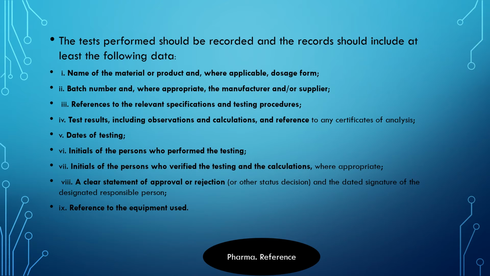The tests performed should be recorded, and the records should include at least the following data: name of the material or product and, where applicable, dosage form; batch number and, where appropriate, the manufacturer and/or supplier; reference to the relevant specification and testing procedures; test results including observations and calculations, and reference to any certificates of analysis; dates of testing; initials of the person who performed the testing; initials of the person who verified the testing and the calculations; where appropriate, a clear statement of approval or rejection; and reference to the equipment used.